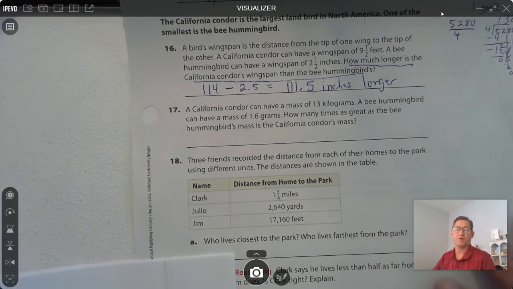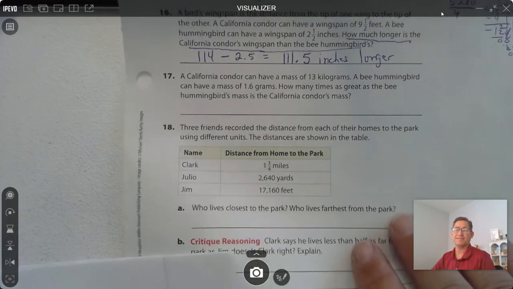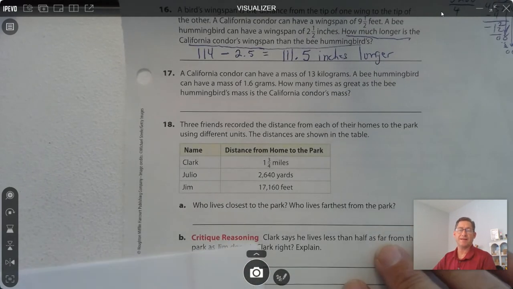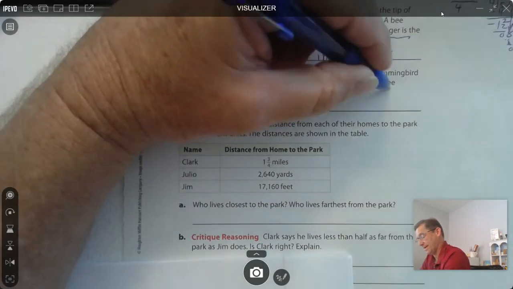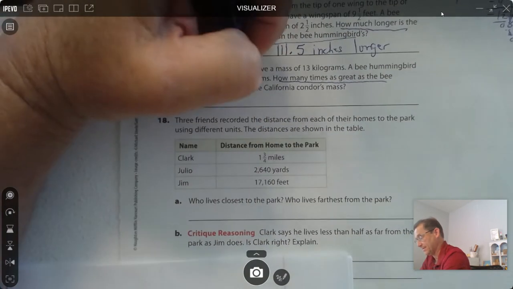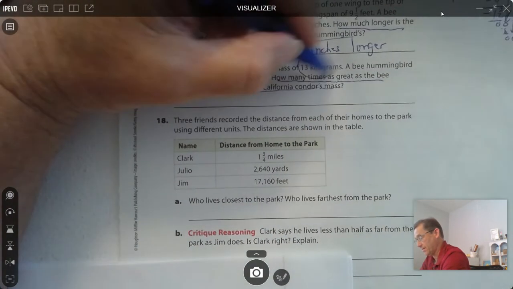17. A California condor can have a mass of 13 kilograms. A bee hummingbird can have a mass of 1.6 grams. How many times as great as the bee hummingbird's mass is the California condor's?